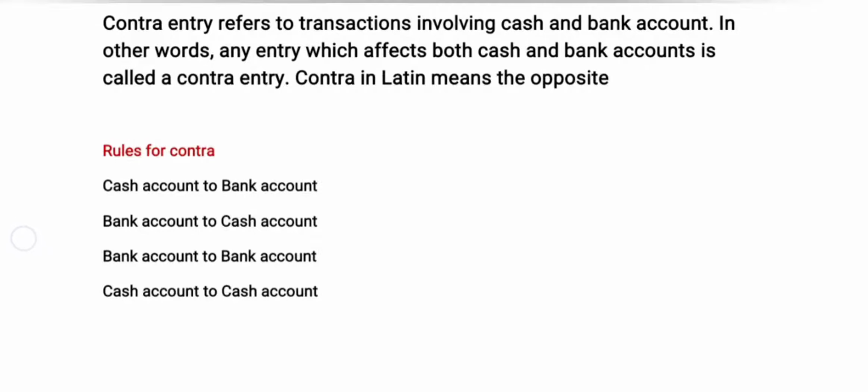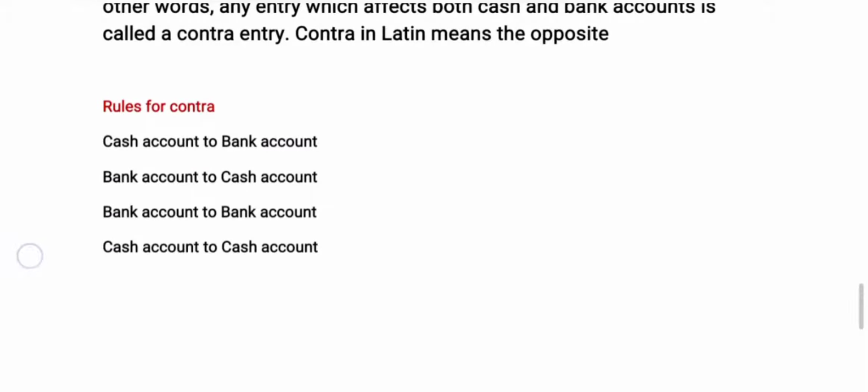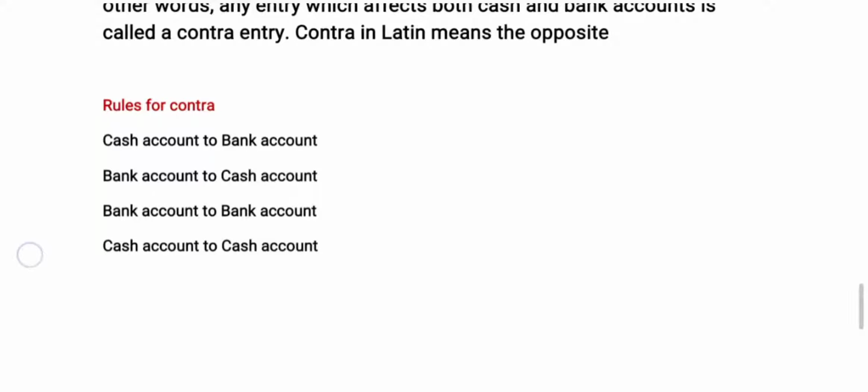Now we are coming to another one, bank to bank. Sometimes an amount is transferred from our account to debtors' accounts or creditors' accounts or any business related accounts. We transfer the amount. This type of transaction also affects contra entry. Now we are coming to cash account to cash account. This means sometimes the amount is transferred from petty cash. This is the detail of the contra entry.